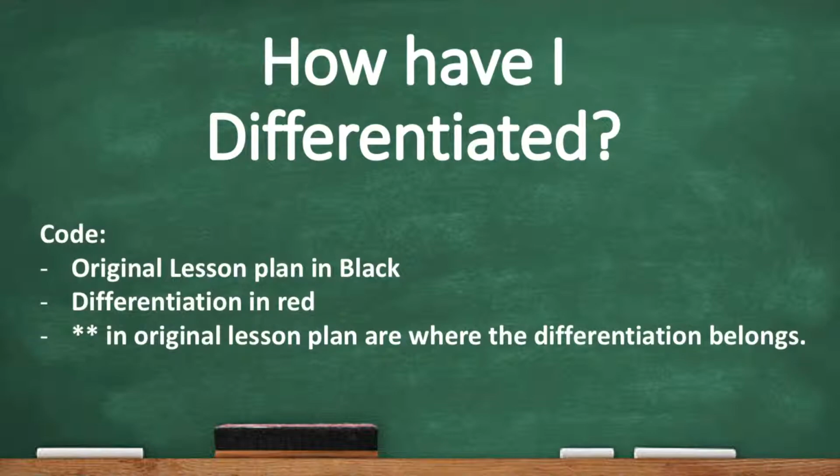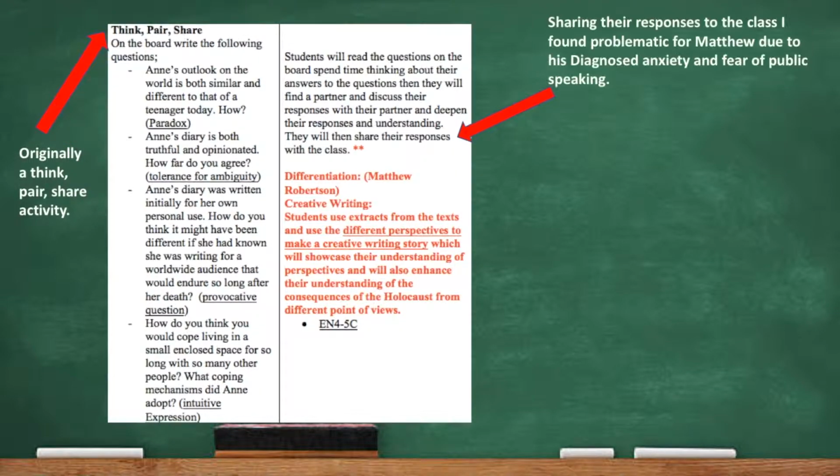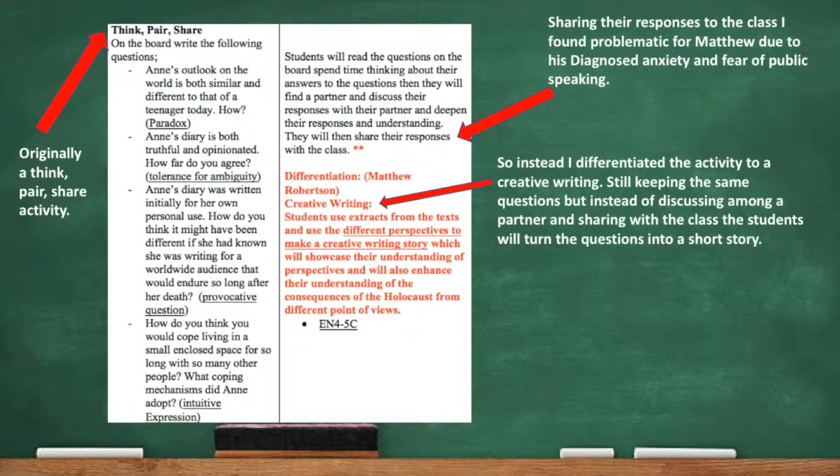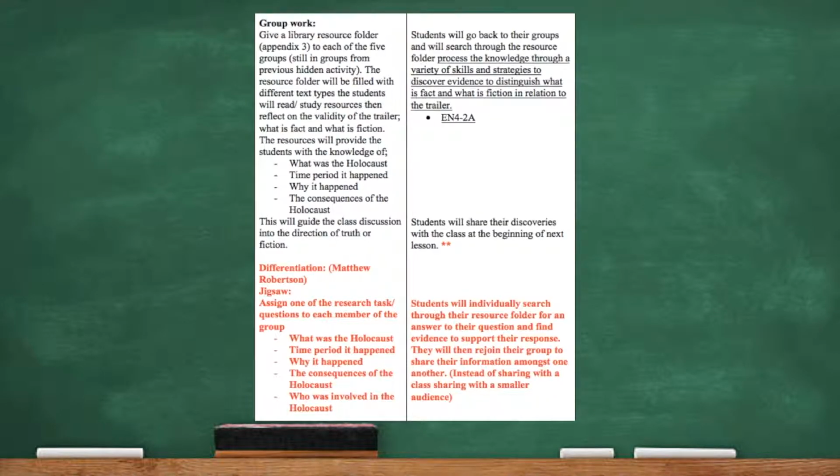This is the code I've incorporated into my lesson plans to differentiate. So this is a lesson plan, and originally a think, pair, share activity was the activity I decided for, and the students would share their responses with the entire class, which I found problematic for Matthew due to his diagnosed anxiety. So instead, I differentiated the activity to a creative writing, still keeping the same questions, but instead of discussing among a partner and sharing with the class, the students will turn the questions into a short story. So considering Matthew's passion for short story writing, I thought it was a great pedagogical decision to take out public speaking and replace it with creative writing.